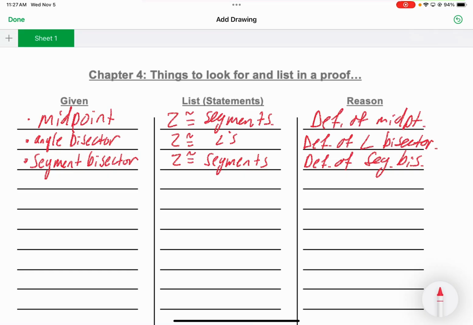All right, what else? What other vocab words have you guys seen? Perpendicular lines, right? So if you were given, let me change the color for this one.